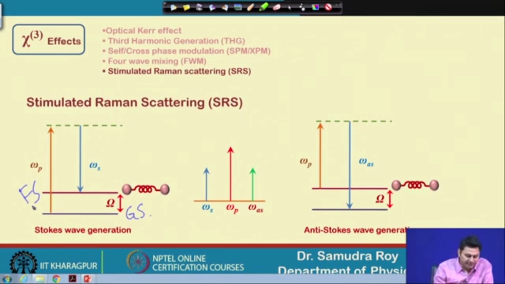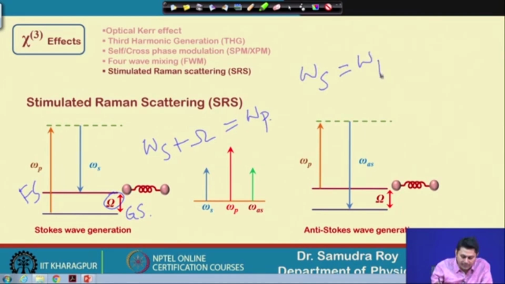Between the ground state and the first excited state there is a frequency difference, say big omega. If I launch the electric field into the material, the molecules can go from the ground state to some virtual level and return back to the first excited state. That means the molecules now start vibrating at a different frequency. When it returns back, it radiates a frequency omega s. This frequency omega s plus omega will be equal to omega p, the pump frequency. So the frequency we have here is omega p minus omega. This is the new frequency generated by the system.